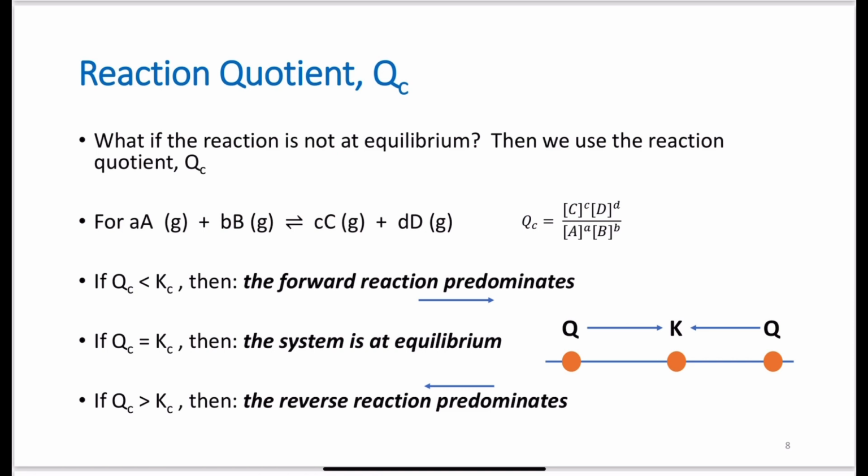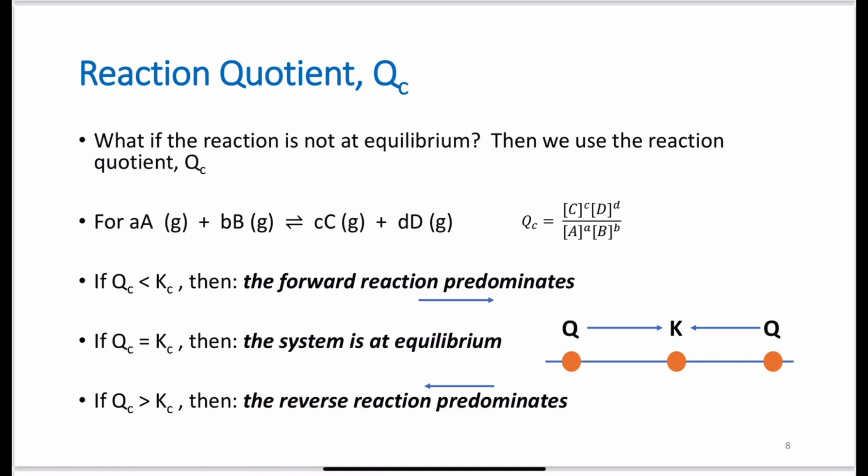So again, for a moles of A plus b moles of B, giving me c moles of C and d moles of D, I see it's calculated the exact same way. Concentration of C raised to c moles times concentration of D raised to d moles, divided by concentration of A raised to a moles times concentration of B raised to b moles. But we can use Qc to determine the extent of the reaction.